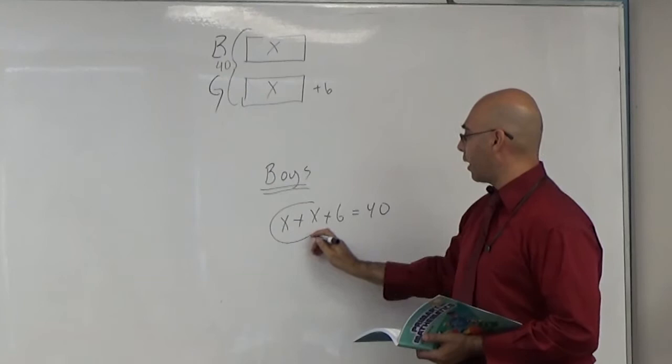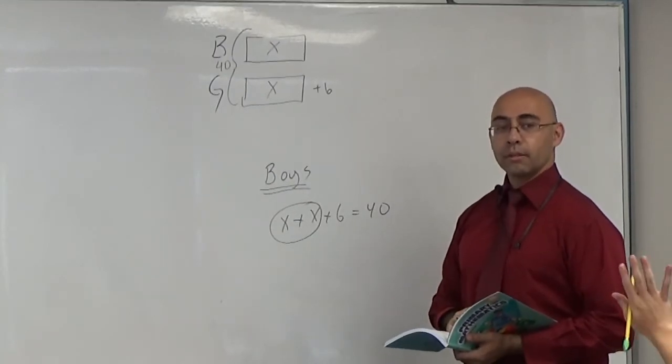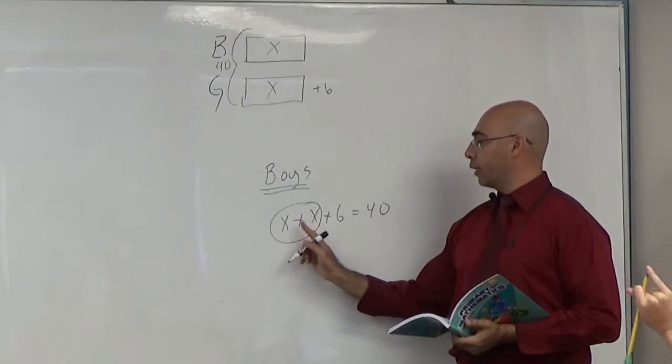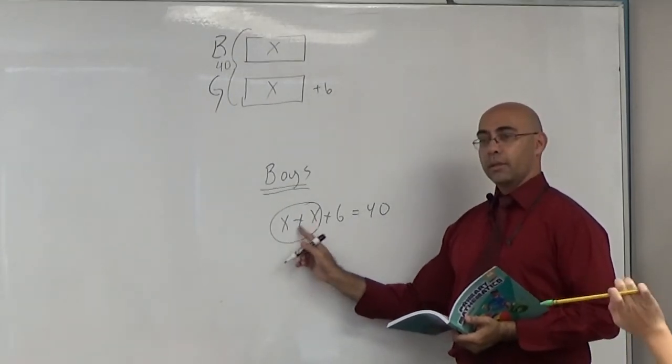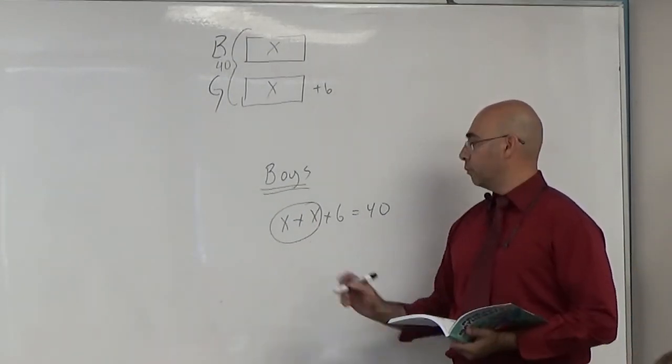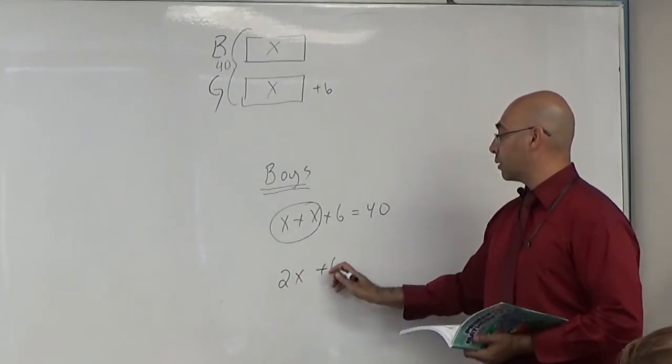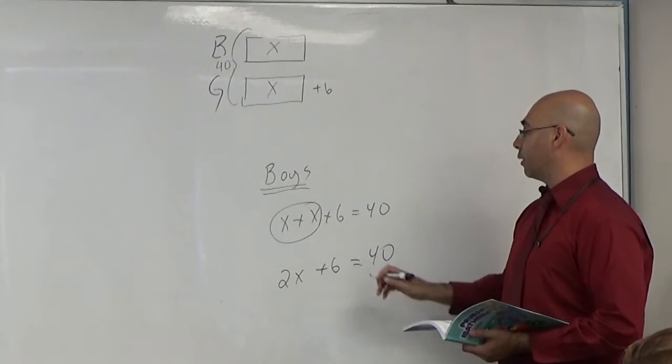How else could you write this X plus X? Yes, 17. How else could you write this X plus X? Yes, ma'am. 2x. All right, so you can rewrite it as 2x plus 6 equals 40.